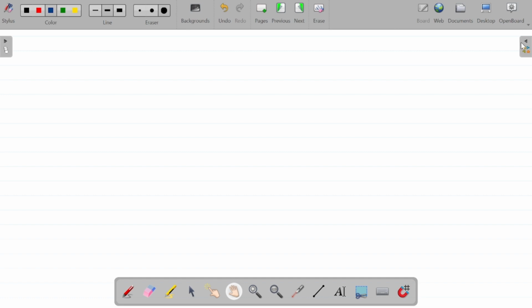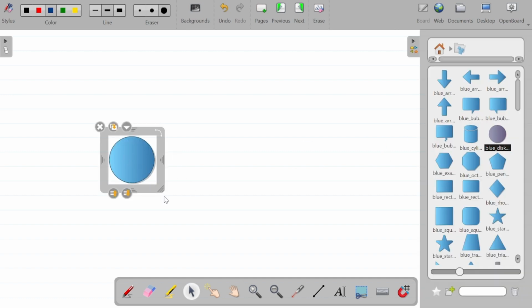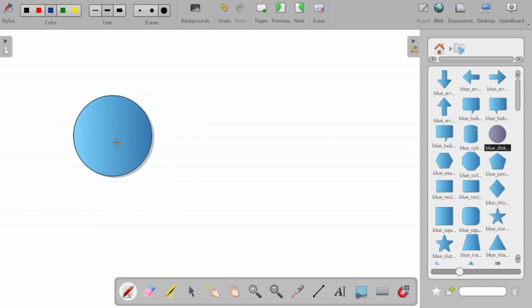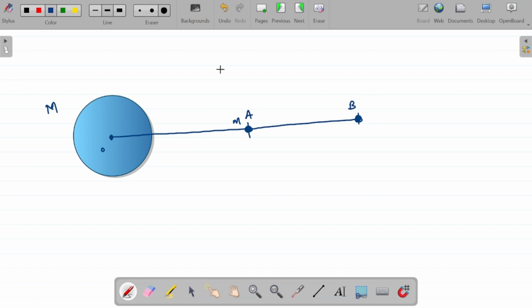Let's say here we have a body of mass capital M, and this is its center. From its center, we have drawn a line, and here we have a body of mass small m, which is being moved from point A to a new point B. Here we have changed the configuration of this system of two bodies, so there will be a change in potential energy, and that change we can obtain.